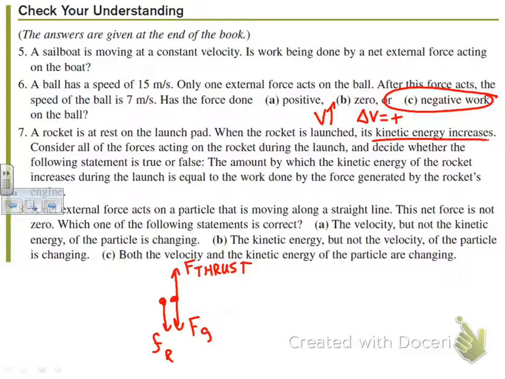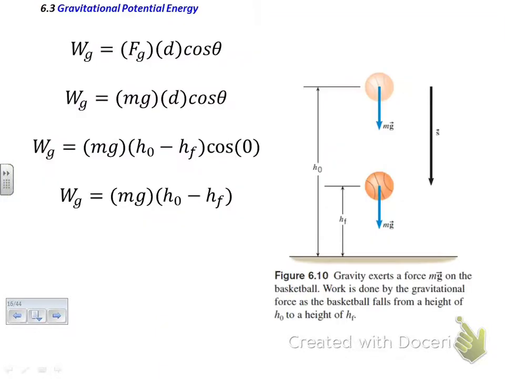So the question is to decide whether the following statement is true or false. The amount by which the kinetic energy of the rocket increases during the launch is equal to the work done by the force generated by the rocket's engine. The answer is false, for several reasons.